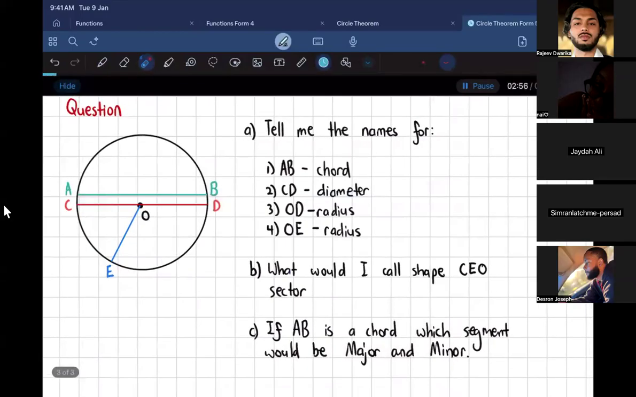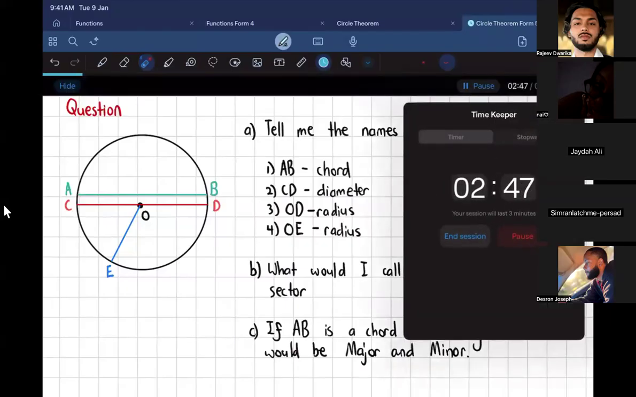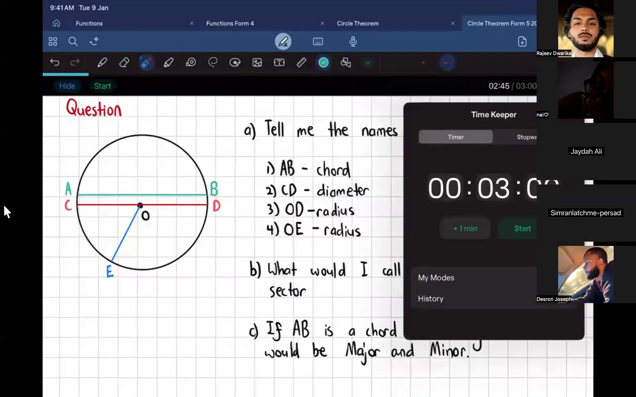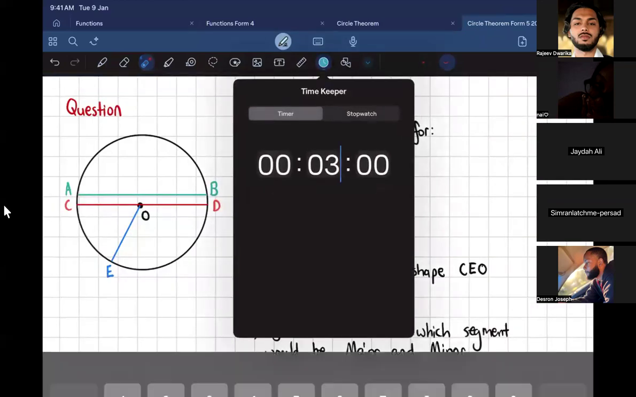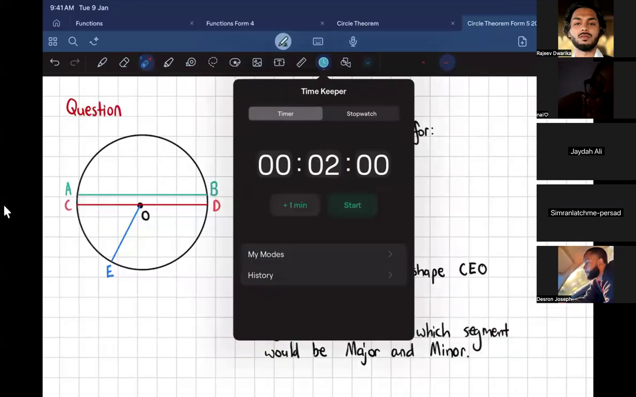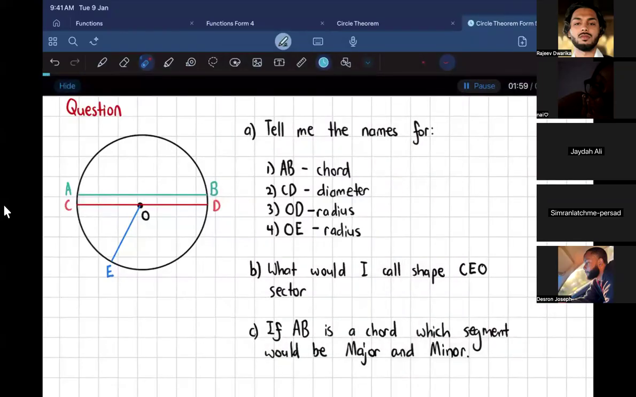All right, so I don't know why I gave you all 3 minutes. 3 minutes is too much. I'm gonna give you all 2 minutes. Take 2 minutes and answer this question. If AB is a chord, show me which one is the major and show me which one is the minor. Do that for me.